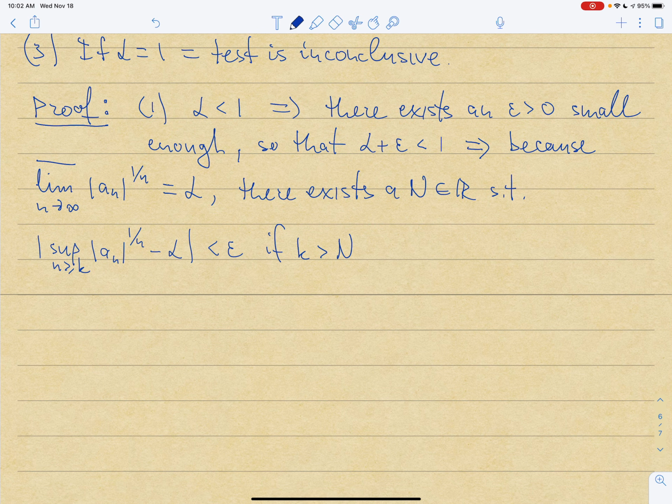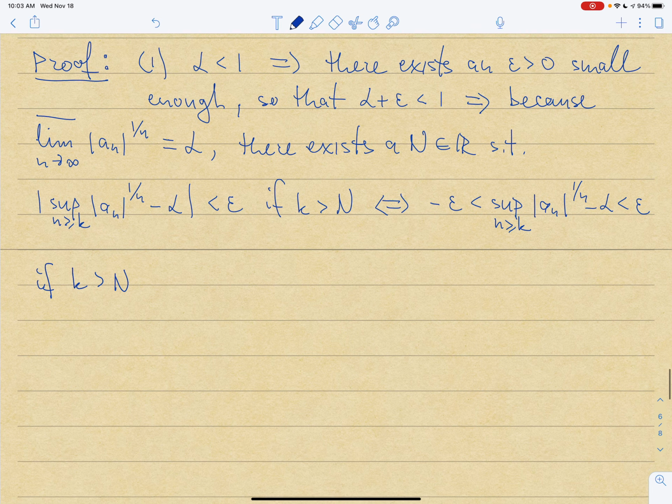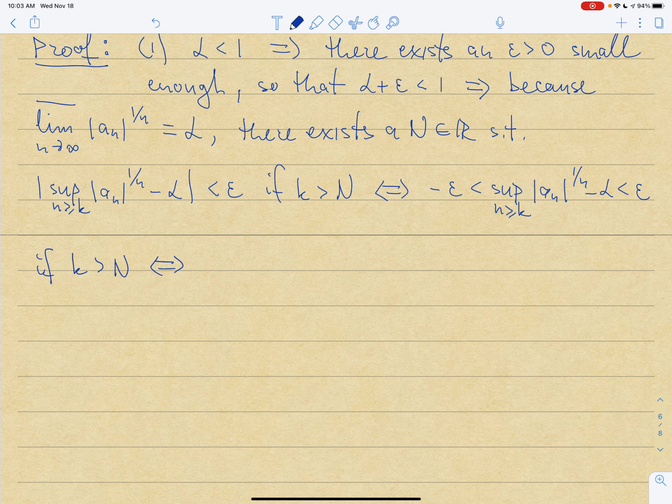But saying that is equivalent to saying again that minus epsilon is less than the sup, n greater or equal than k, of absolute value of a_n to the power 1 over n, minus alpha, and this is less than epsilon, right? As long as, again, k is bigger than capital N. And then I can add alpha to all three sides, so this would be equivalent to saying alpha minus epsilon is less than the supremum, n greater or equal than k, of absolute value of a_n to the power 1 over n, and this is less than alpha plus epsilon if k is bigger than capital N, right?